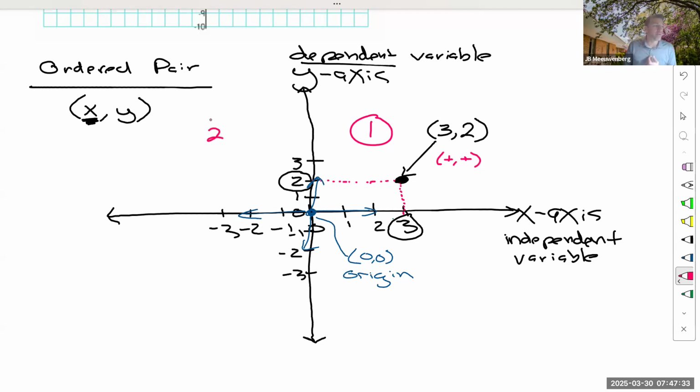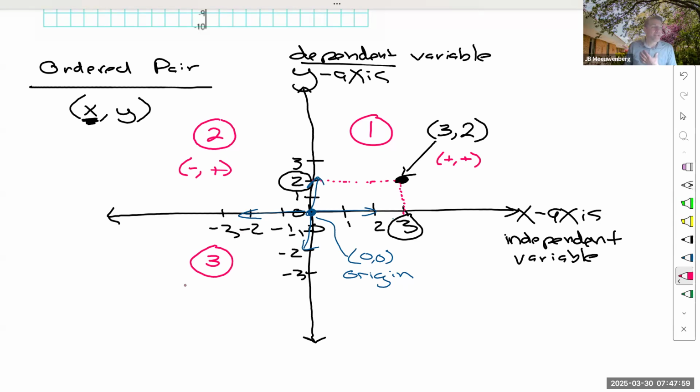Quadrant 2 is over here. And again, we call this quadrant 1. This is where the majority of real world information occurs, where everything's positive. Quadrant 2 is over here, and all of the x values are negative, and all of the y values are up, so they are positive. Down here is quadrant 3. We just go counterclockwise. 1, 2, 3, 4.